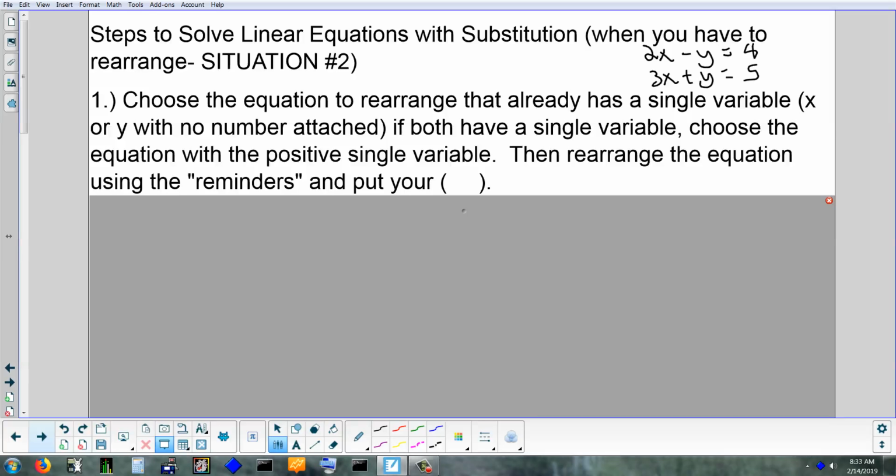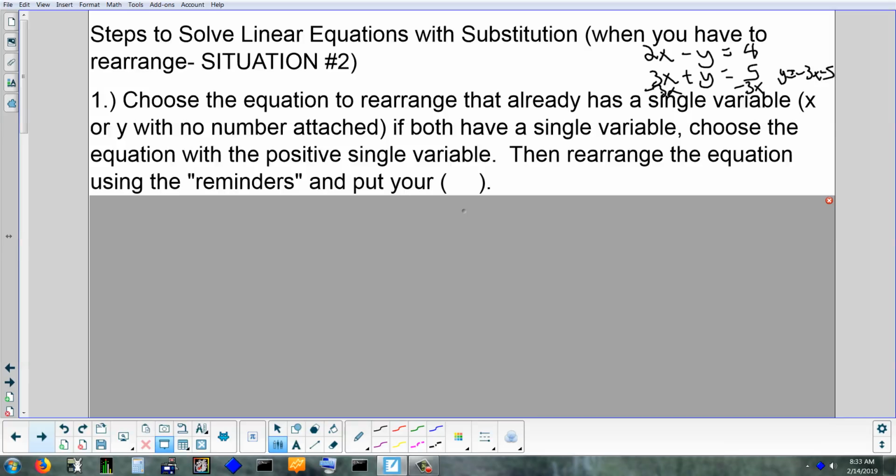They both have a single variable. All right? So if you run into a situation, into a system like that, my suggestion would be to rearrange the one that has the positive single variable. I would minus 3x. You don't have to write this, I'm just showing you so you understand what this means. And it'd be y equals negative 3x minus 5.